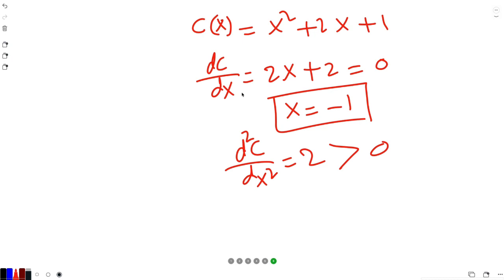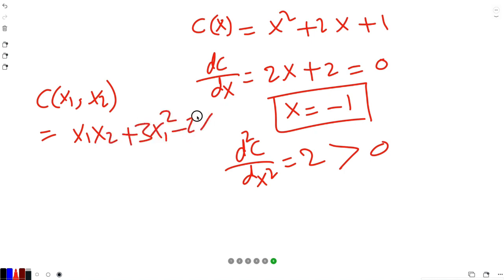Okay, assume now, it just came to my mind, we have a function of two variables, x1 and x2, and c of x equals x1 times x2 plus 3x1 square minus 2x2 square plus 5. Now we are looking for the critical points of this function. Again, we take the gradient of c, which is simply the differentiation with every element. So in this function we need to differentiate with respect to x1 and with respect to x2.